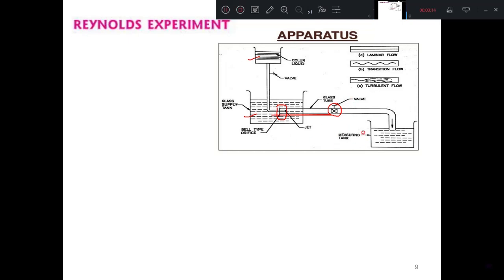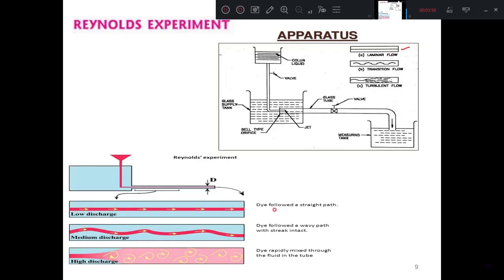First, when the velocity of flow was set very low, the dye filament in the glass tube was in the form of a straight line, and it was stable also. This straight line of dye filament was parallel to the glass tube, which was the case of laminar flow. At a very low discharge, he observed that the dye followed a straight path, which was the case of laminar flow.